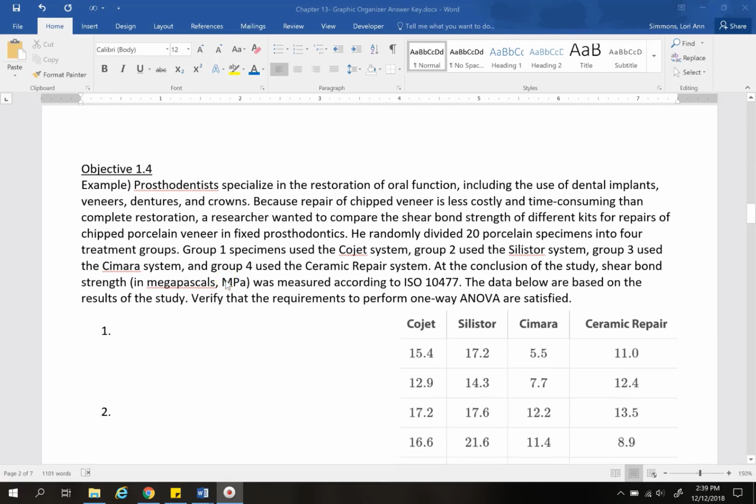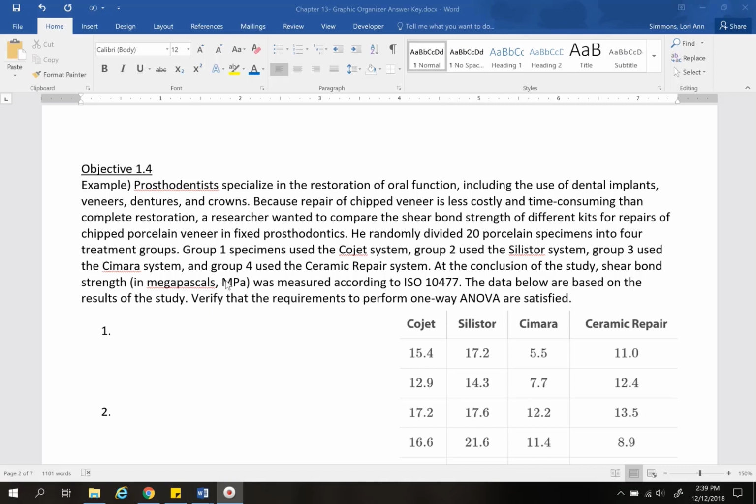Prosthodontists specialize in the restoration of oral function, including the use of dental implants, veneers, dentures, and crowns. Because repair of chipped veneer is less costly and time-consuming than complete restoration, a researcher wanted to compare the shear bond strength of different kits for repairs of chipped porcelain veneer and fixed prosthodontics. He randomly divided 20 porcelain specimens into 4 treatment groups.